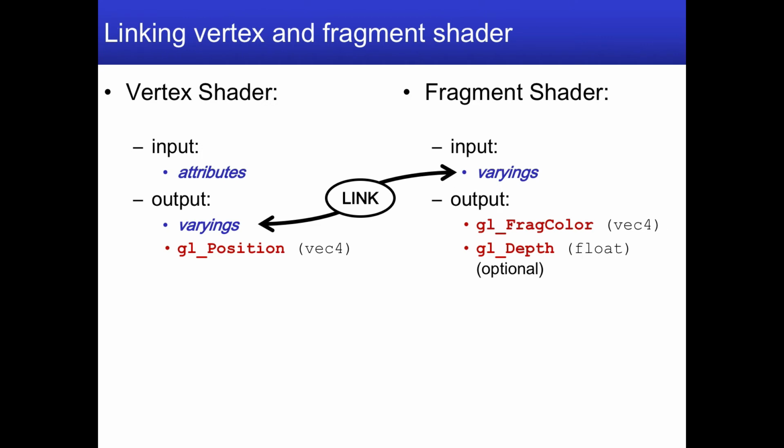Coming back to our situation, you have these varyings, which allow you to exchange values from the vertex to the fragment shader. The output is gl_Position, which is the position of the vertex in clip coordinates, and the color of the fragment from the fragment shader. Optionally, you can also change the depth. Depth is used in the Z-buffer algorithm, remember, to find which one is in front with respect to the other.